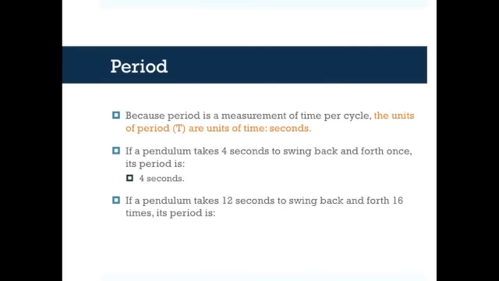What if it takes 12 seconds to swing back and forth 16 times? You're looking for the time it takes for one complete cycle. So 12 seconds for 16 cycles. Its period is going to be 0.75 seconds, or it takes 3/4 of a second for one cycle. Again, your units are going to be units of time. If it takes 12 seconds for 16 times, then 12 over 16 is the same as 3 over 4, or 0.75 seconds for one complete cycle.